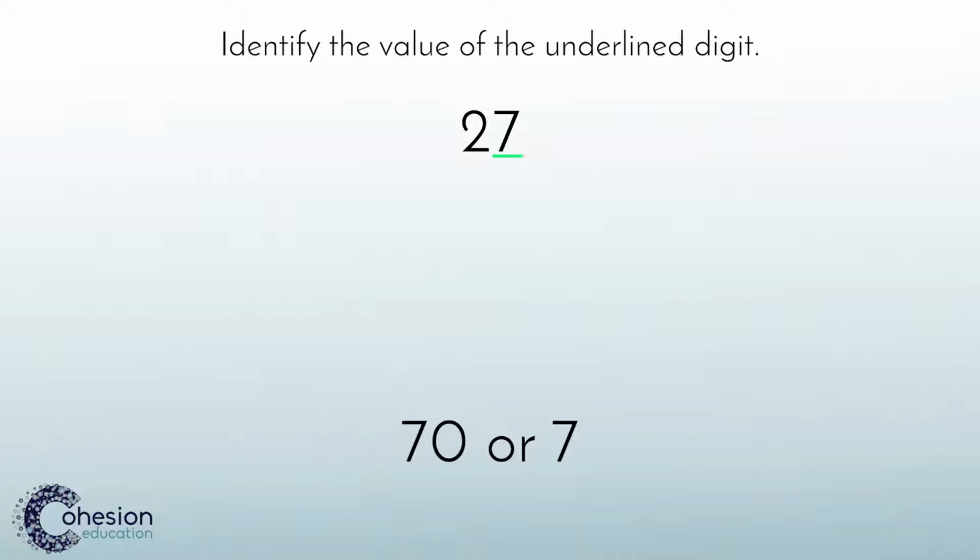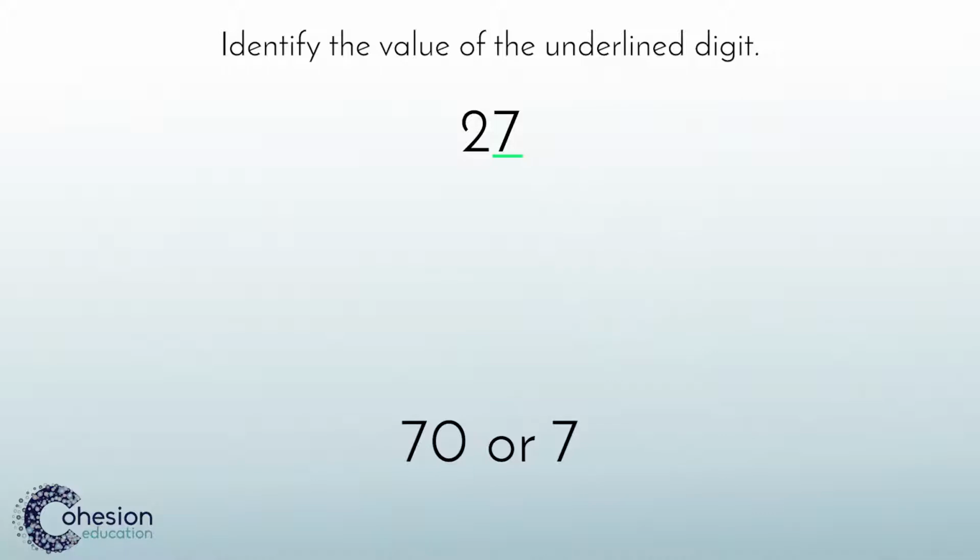We are trying to determine if this 7 represents 7 tens, also known as 70, or 7 ones, also known as 7. We can identify that the 7 is in the ones place because it is the digit all the way to the right, meaning that the 7 represents 7 ones.